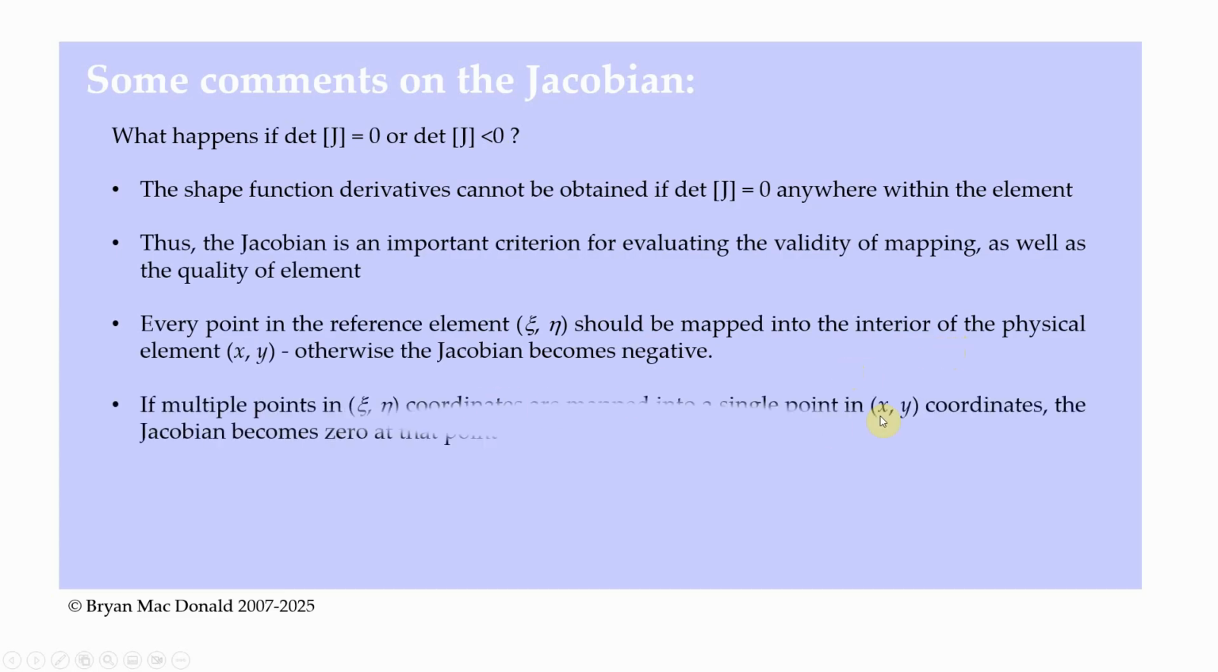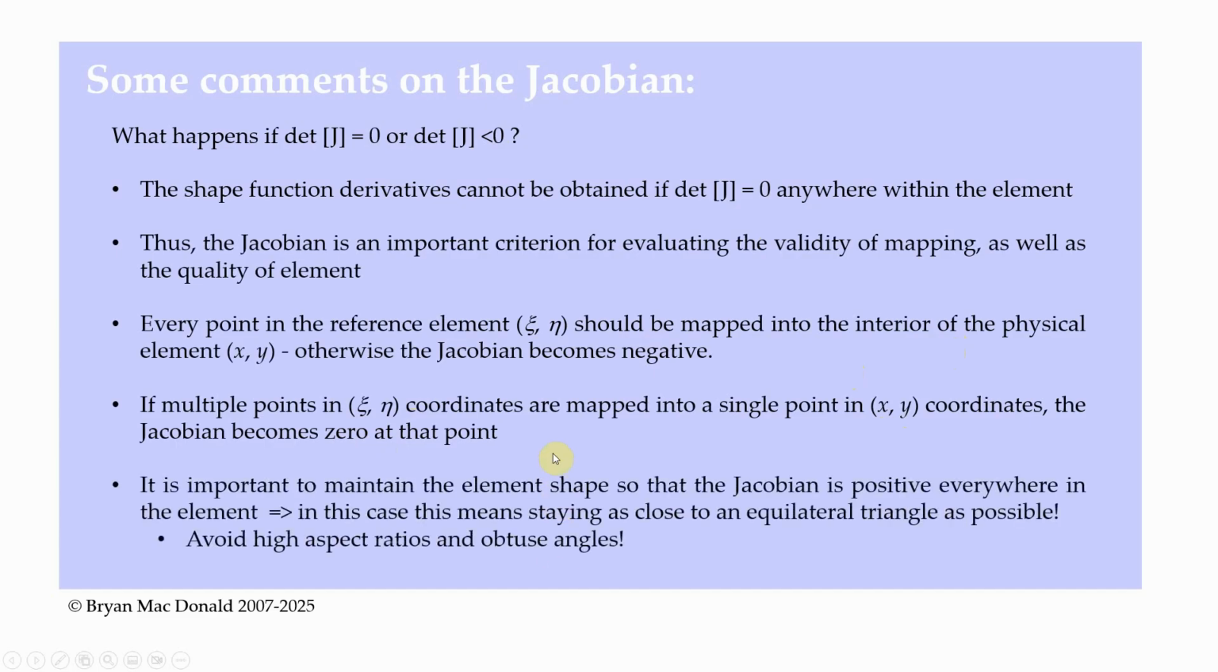If multiple points in eta, neta coordinates are mapped onto a single point in xy coordinates, the Jacobian becomes 0 at that point. So it's important to maintain the element shape so that the Jacobian is positive everywhere in the element. And in this case, it means staying as close to an equilateral triangle as possible. So I mentioned that at the start there. That's why we use the ideal shape as an equilateral triangle. So you want to avoid high aspect ratios and obtuse angles.